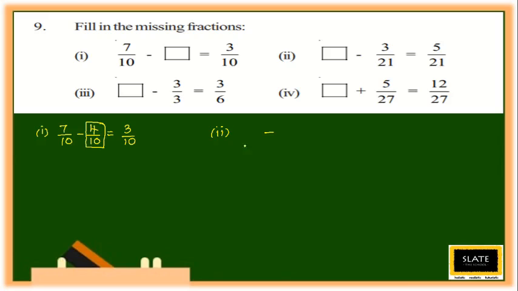First one empty, then minus 3 by 21 is equal to 5 by 21. So again common denominator 21. So here denominator will be 21. Now tell 3 should be subtracted from which number to get 5? What is the number? 5 plus 3 how much? 8. If you subtract 3 from 8 we get 5, right? So what is the answer? 8 by 21 is the answer. Okay. Next, third one.